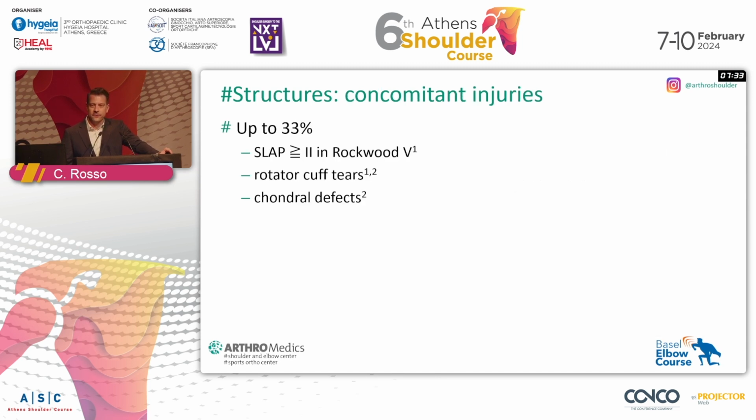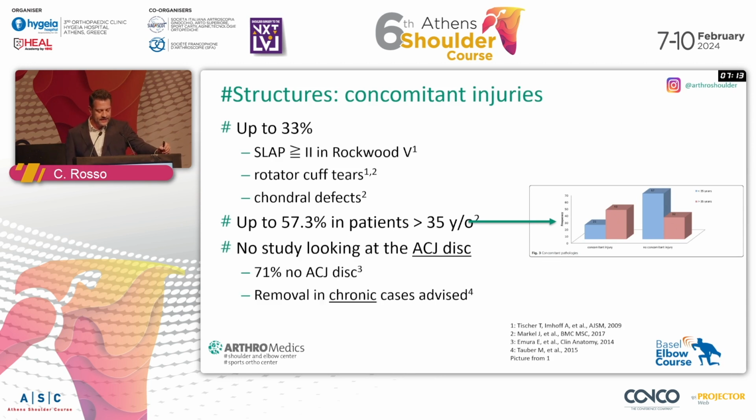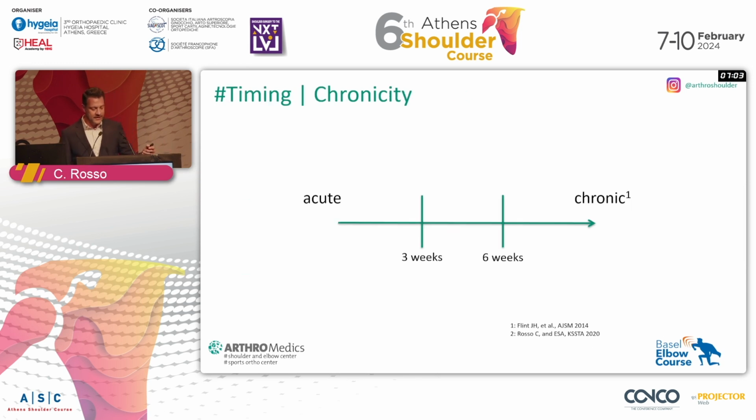We also know that we have a lot of concomitant injuries, SLAP lesions, and also rotator cuff tears, chondral defects, up to 33%, and up to 57% of the patients are older than 35. I will show you a study in a moment. And no study is looking at the AC joint disc. A lot of patients don't have it, but we should remove it in chronic cases, but I think Frank will go into this in more detail.